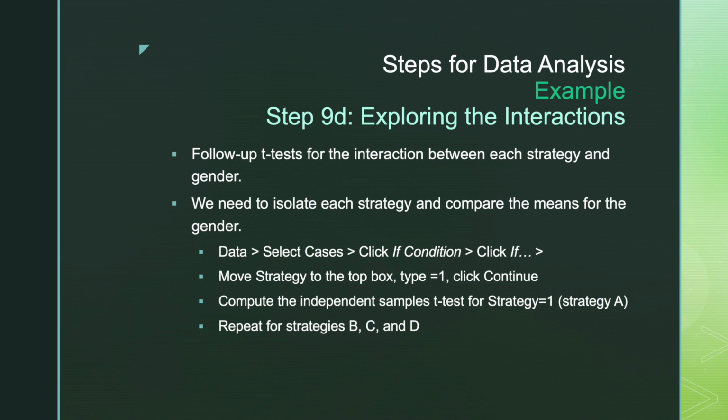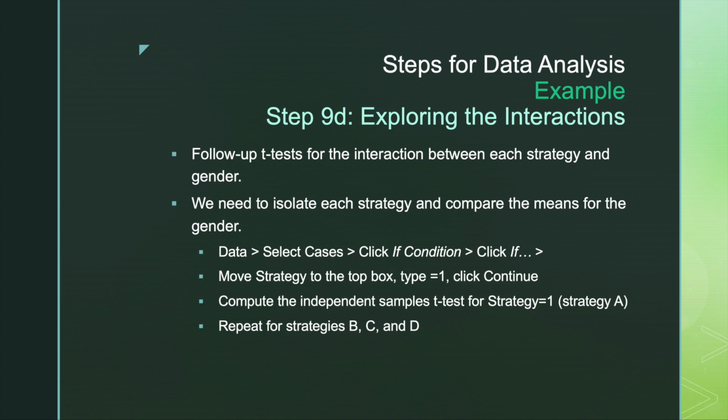Now, in order to do that, we're going to have to use our select cases and individually run a t-test when we have selected the cases for strategy A, and then run it again when we only have strategy B highlighted, and then again when we only have C, and then again when we only have D. That way the t-test will only be comparing male and female for strategy A the first time, and then B, and then C, and then D. So we will end up with 4 separate t-tests that break down strategy A with its males and females and whether there's a significant difference there, then strategy B, males and females, and whether there's a significant difference there, and so on.